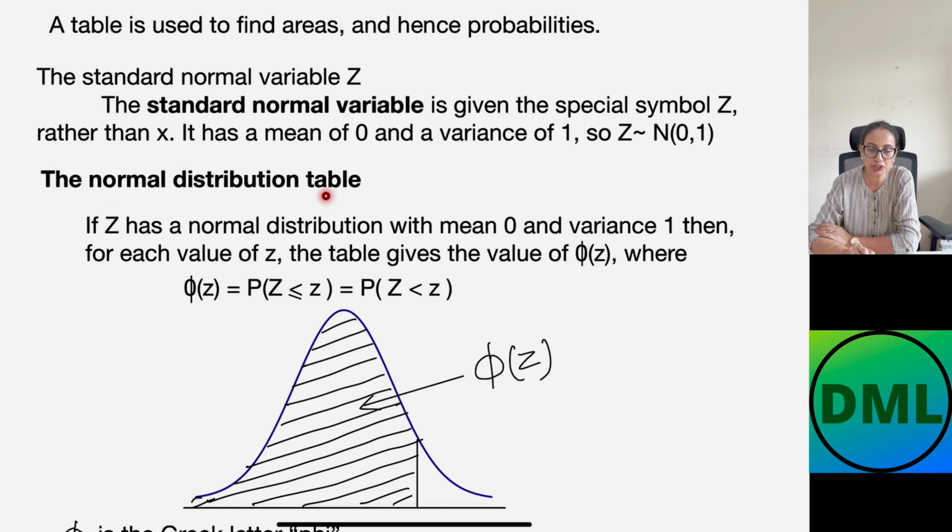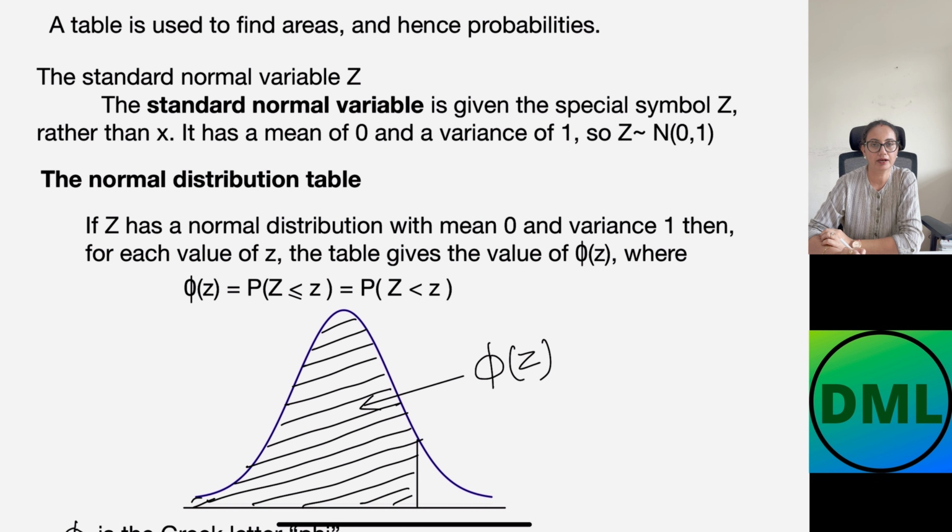The normal distribution table. If Z has a normal distribution with mean 0 and variance 1, then for each value of small z, the table gives you the value of phi of z, where phi of z is equal to probability of Z less than or equal to z, or probability of Z less than z. In the table, we are going to find the probabilities of Z less than z, which is basically phi of z. So the full table will give you the values of phi of z. We will define how we are going to calculate phi of z from the graph.